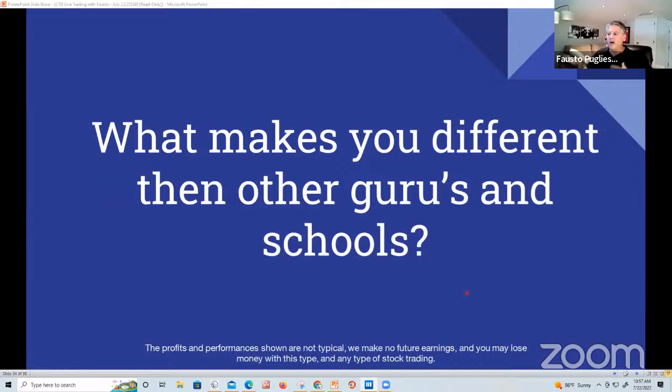What makes you different than other gurus in schools? Okay, that's a great question. I'm a market maker. I live here on Wall Street. I live here in New York. I've got some of the biggest traders that live in my town. You're not going to beat them. I'm going to teach you how to join them. All right, that's what it's all about.